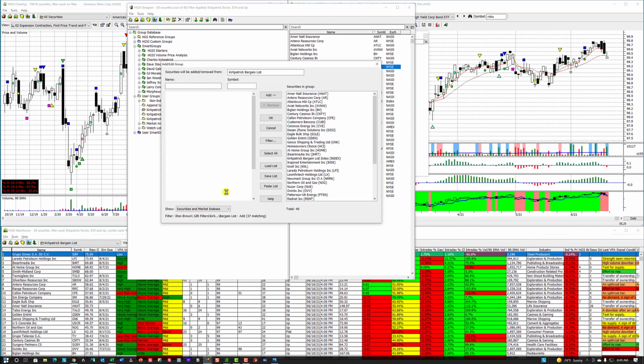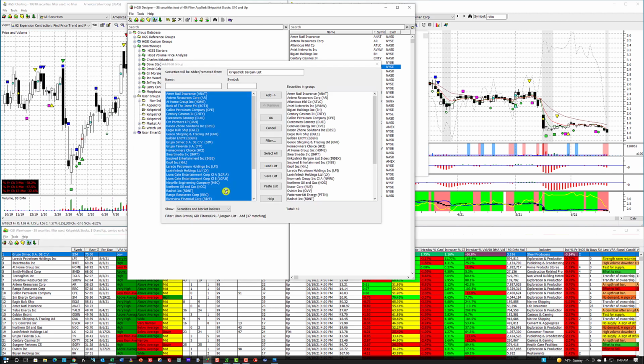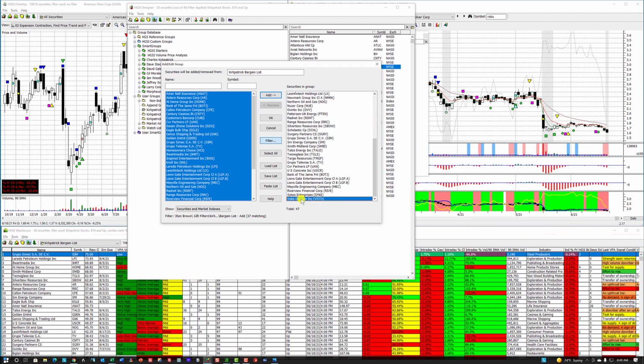And what it's doing, it's going into the entire database, and it's pulling up all these stocks. Now there are lots of stocks here, but it says 37 matching, and I'm going to click on add. You can see there's 40 in here right now, including the index, and now there's 47. So if I go down and look at the last seven stocks, these are the ones that were just added.